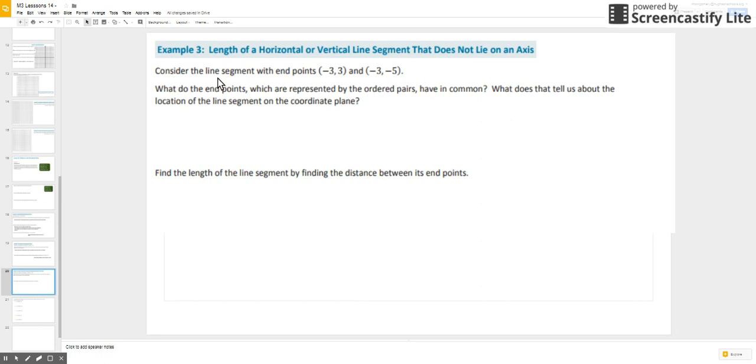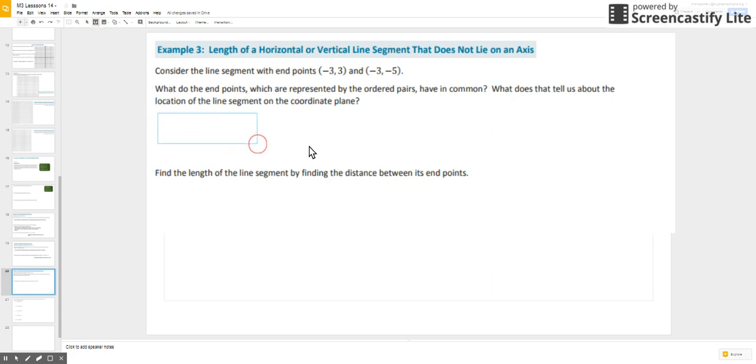It says consider a line segment with endpoints of (-3, 3) and (-3, -5). What do the endpoints, which represent the ordered pairs, have in common? So what do these have in common? What does this tell us about the line segment on the coordinate plane? Once again, what do they have in common?